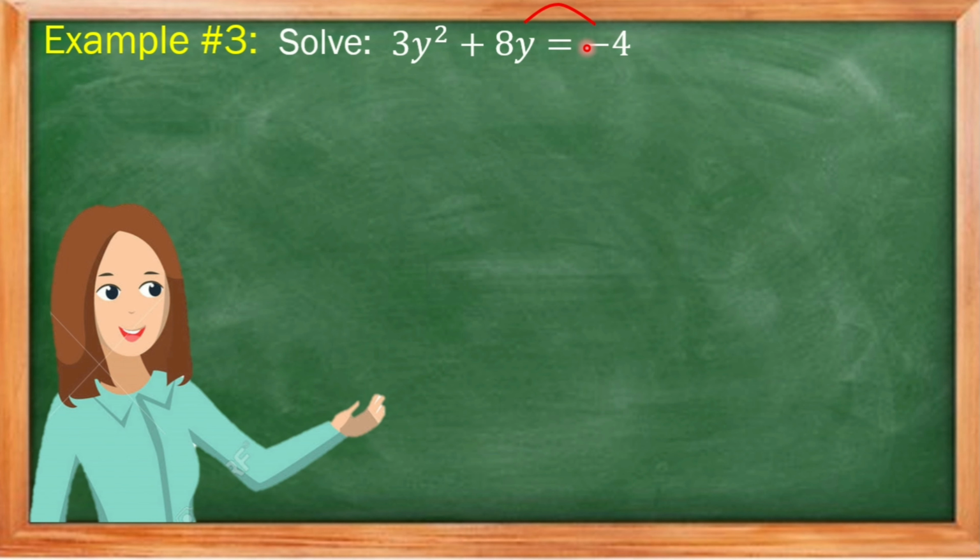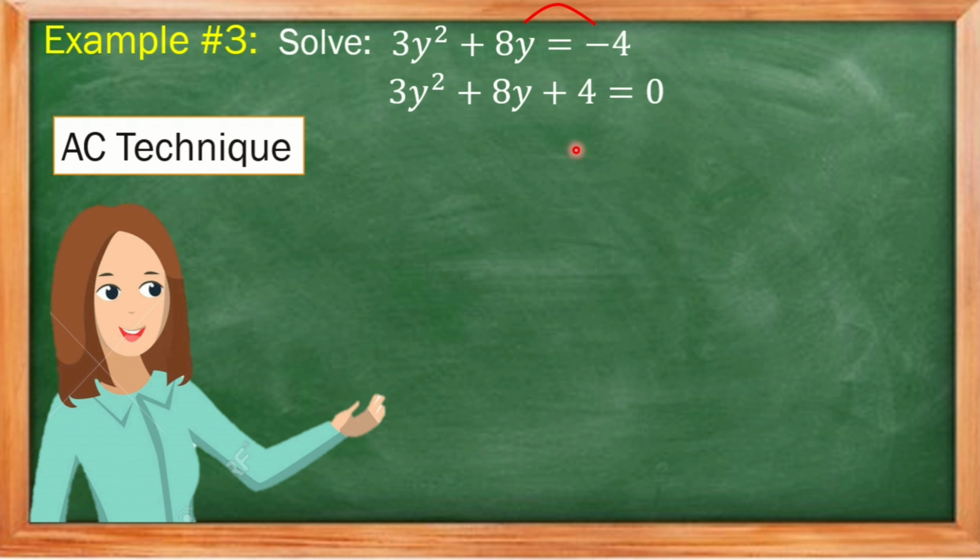Pag transpose natin yung negative 4 dito sa kabilang side ng equation, automatic mag-change yung kanyang sign. So, from negative, magiging positive siya. So, magiging ganito na siya. So, we have 3y squared plus 8y plus 4 is equals to 0. Now, dahil naka-standard form na siya, pwede na natin gawin yung factoring. Okay, so we will use, again, the AC technique.